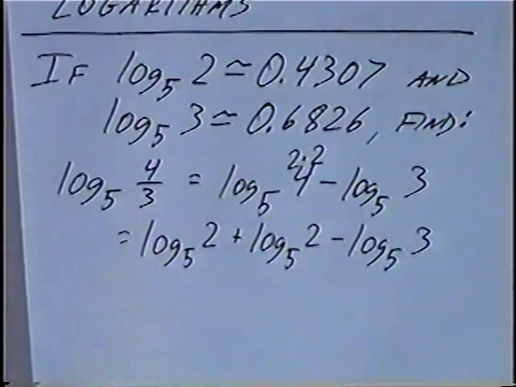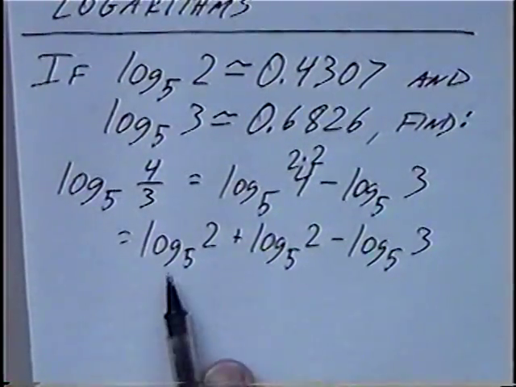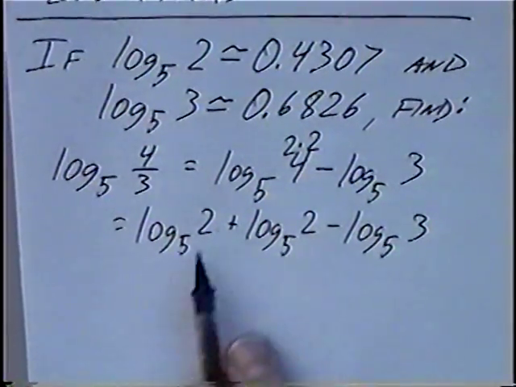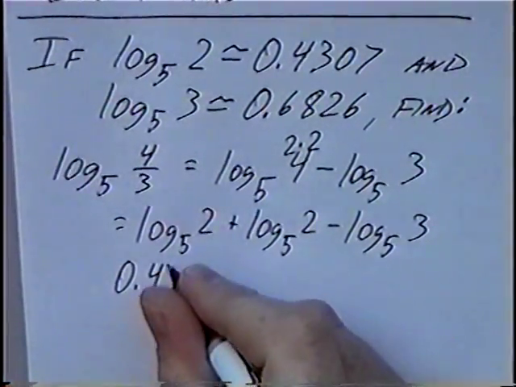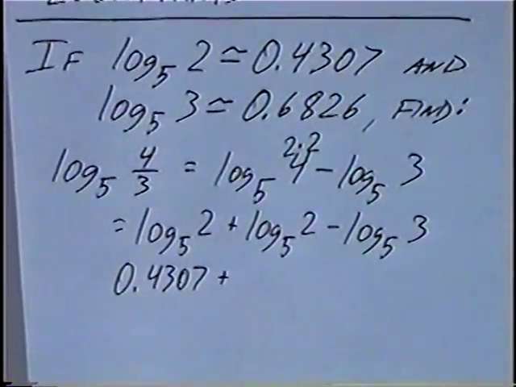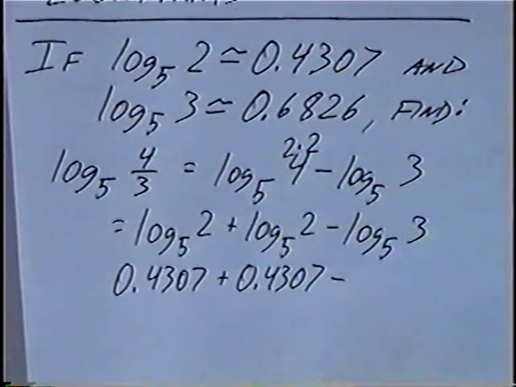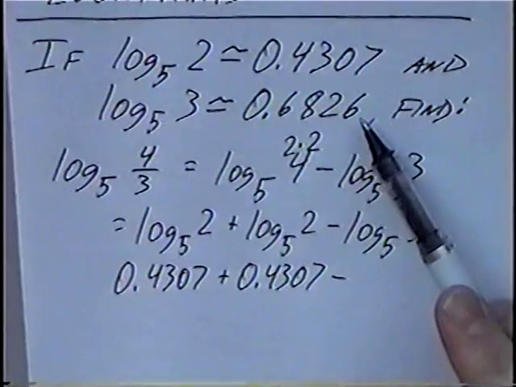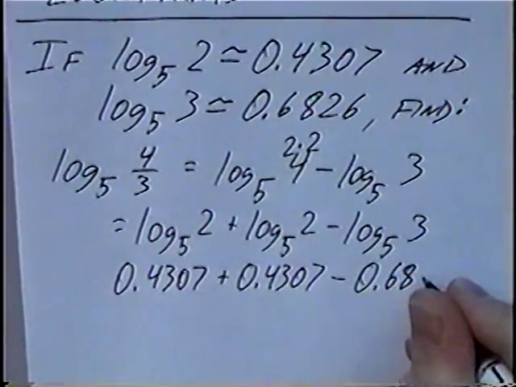So rewriting 4/3, we can expand this and write it as 3 logarithms. Each of these we were given a decimal for at the beginning of the question. Log 2 base 5 is approximately 0.4307. And the second log is the same value, 0.4307. And we'll be subtracting log 3 base 5, which again is given in the original question as 0.6826.